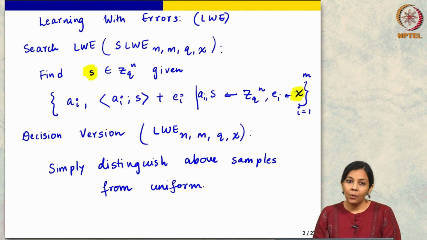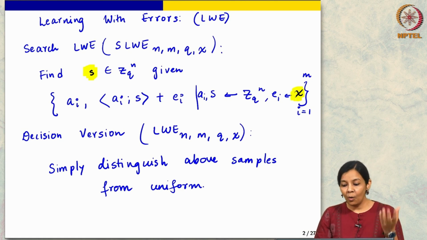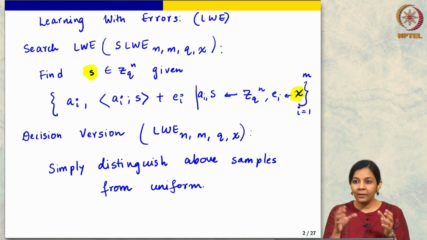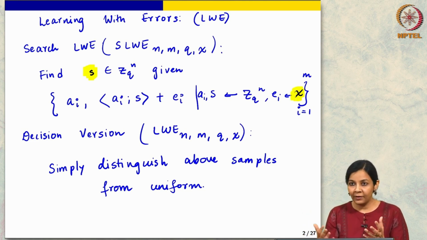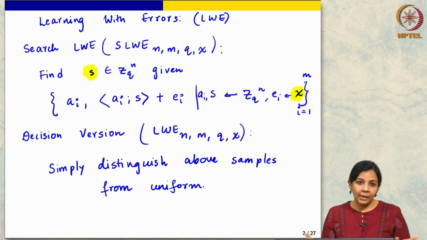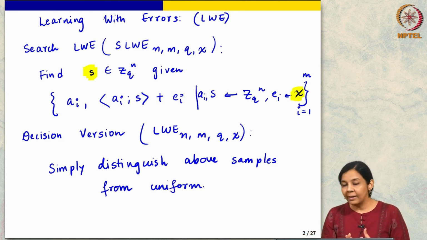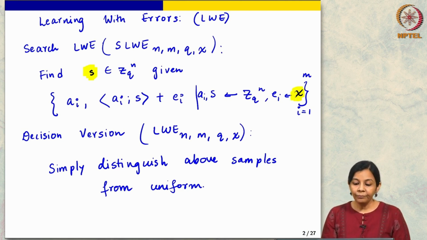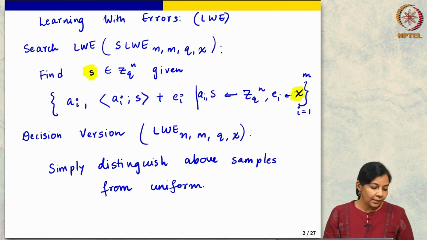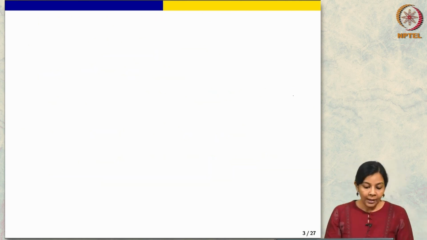Z_q? What happens? That is exactly right. The output will no longer be a noisy inner product, it will just be statistically random, right, because I am giving you random plus something over a finite field. So, it's just going to be statistically uniform. So, the problem will not make any sense in that case. Okay. So, this is the search and the decision version of the problem.